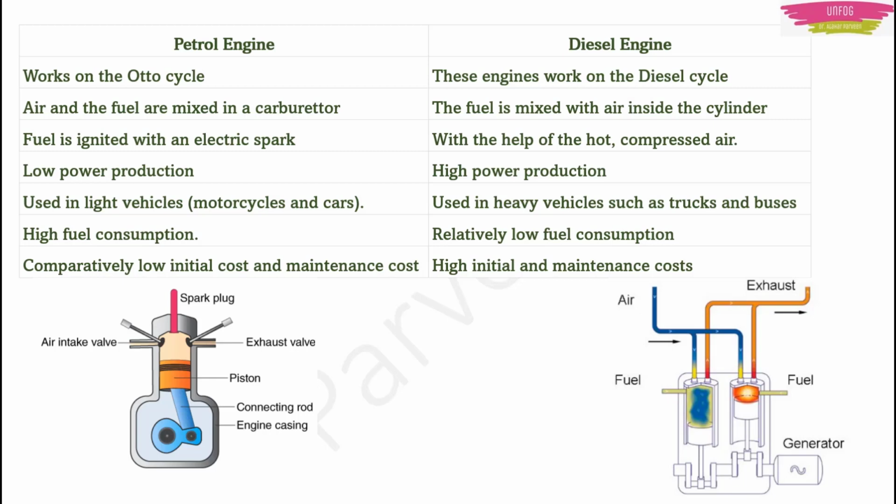Here in the petrol engine, you can see the parts: spark plug, air intake valve, exhaust valve, piston, connecting rod and engine casting. Whereas the diesel engine is very different. Here you can only see the fuel, the generator, and the air and the exhaust, how air goes inside and how air goes outside. Only that much. But in the petrol engine you have this.